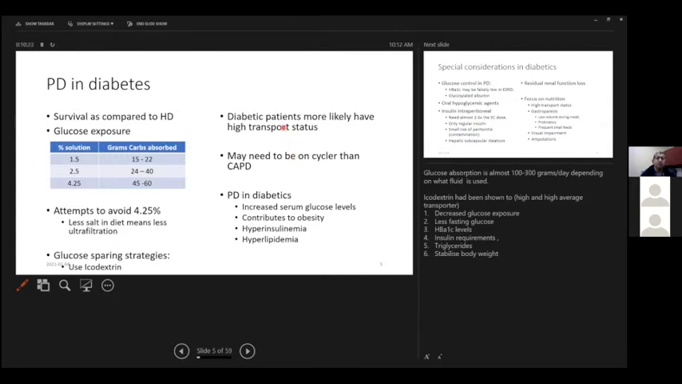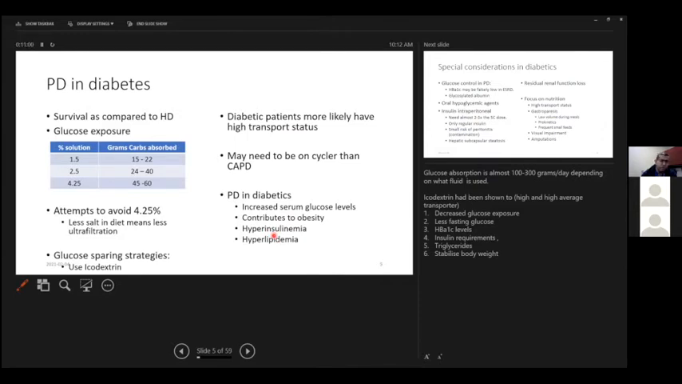Okay, now also, diabetic patients have been shown to have high transport status, as you recall, transport status is the amount of transport that happens in the peritoneal membrane. And because of that, they are more likely to be on the cycler as compared to CAPD, okay? And PD in diabetics is associated with increased glucose levels. Because you get increased glucose levels, it contributes to weight gain, obesity, and because of that, you have hyperinsulinemia. When you have hyperinsulinemia, there are so many problems associated, as we all know.